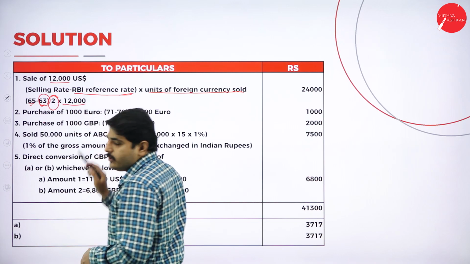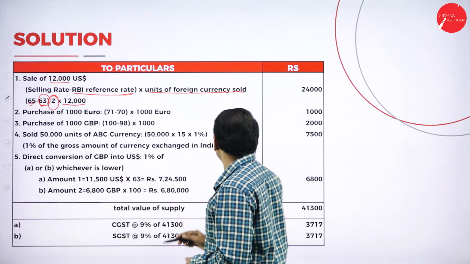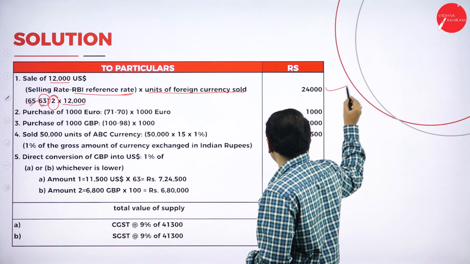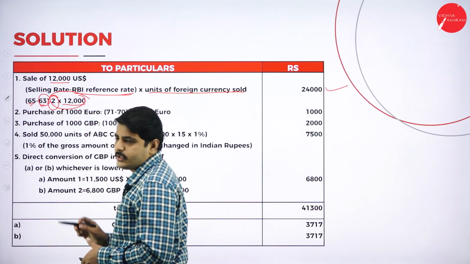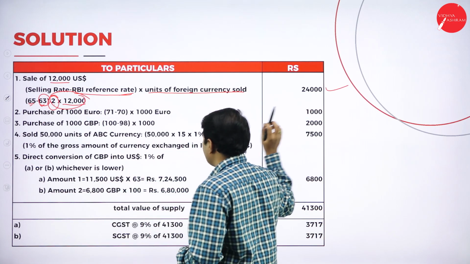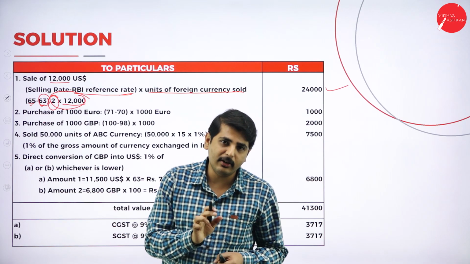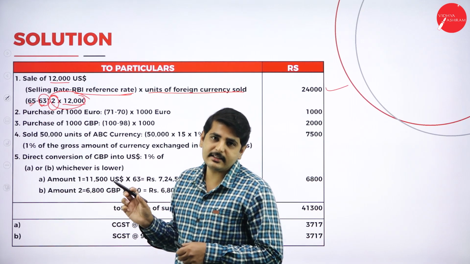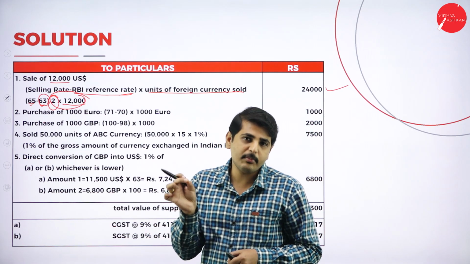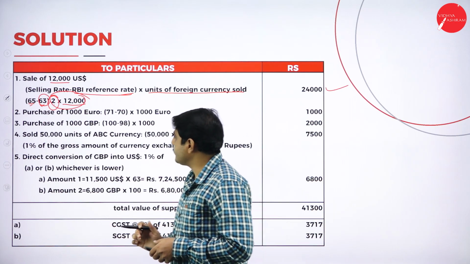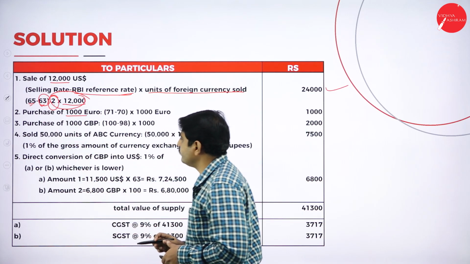And how many units of dollars did we sell? $12,000 we sold. So what is the commission we are getting? 2 into $12,000 equals 24,000 commission we got. See, we should levy the tax on profit, not the actual cost of the transaction. We should levy the tax only on the profit of the service or product. Keep this in mind. Next one, purchase of 1,000 euro.